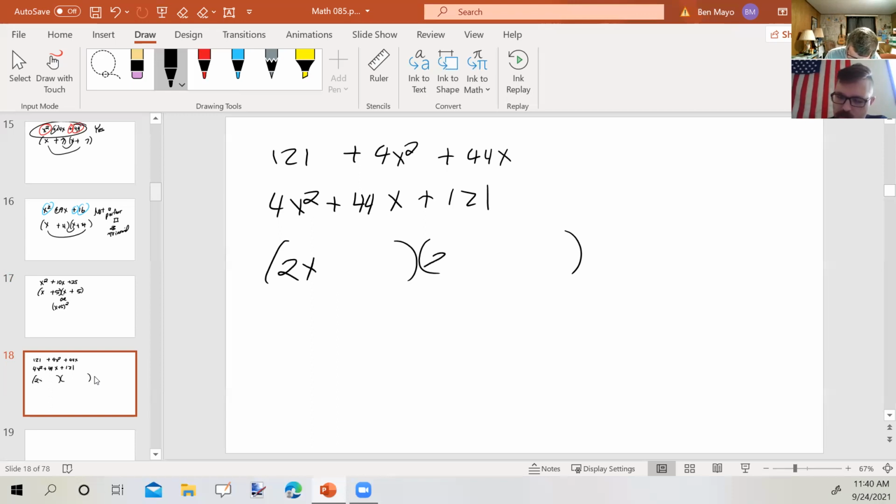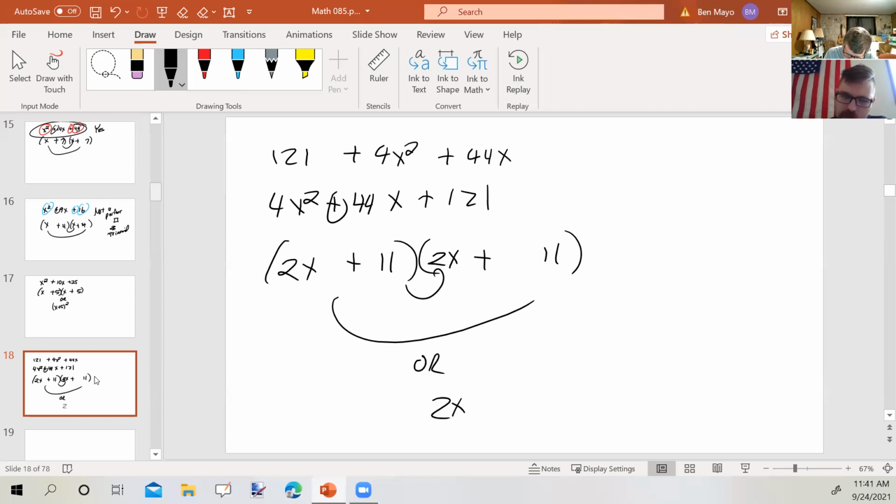4x squared would get split up 2x and 2x, right? 121 would get split up 11 and 11, and they'd have to both be positive. Does that give me 44x in the middle? Yes, it does. So 2x plus 11 times 2x plus 11, or 2x plus 11, the quantity squared. That was much quicker than using the other methods. So again, take a little time, see if it's a perfect square. Then if it's not, you've got to go on and factor it using one of the previous methods we discussed.